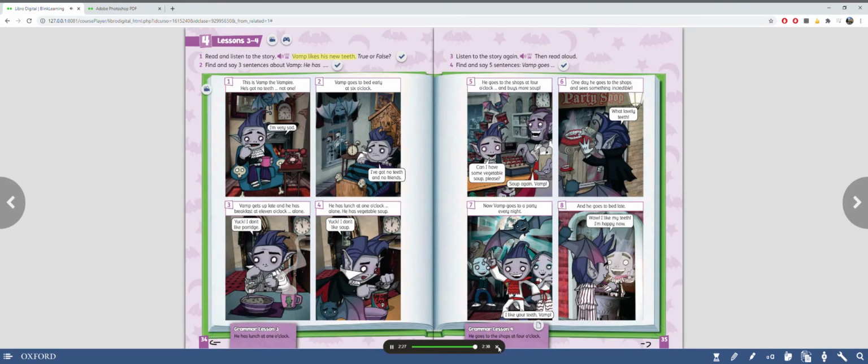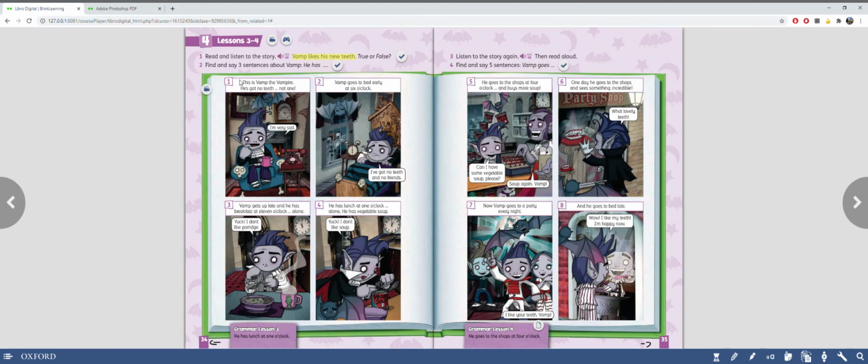Good. So, does Bump like his new teeth? That was true or false, so we can discuss that. Don't worry. Now we have to find 3 sentences about Bump, for example, 3 sentences that contain the words he has. So we need to find 3 sentences in this text that contain the words he has. Can you do it? Let's do it.